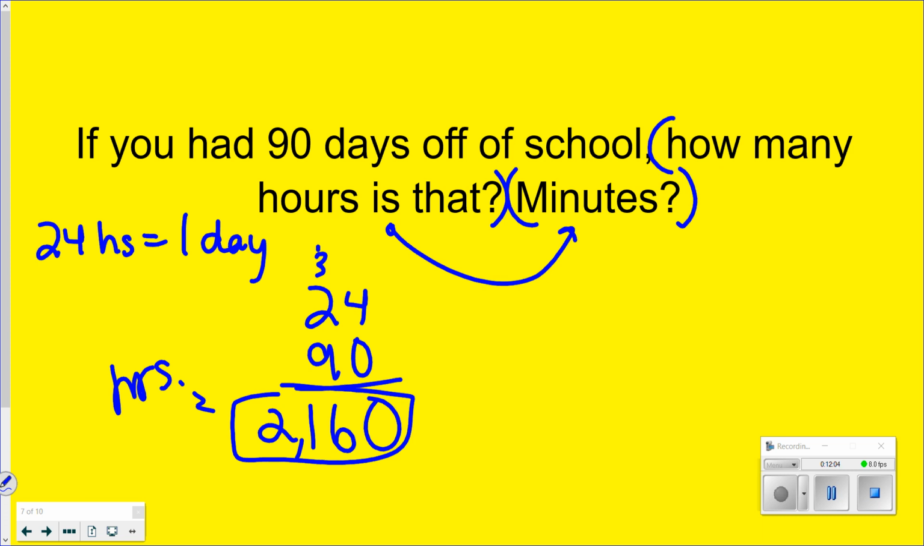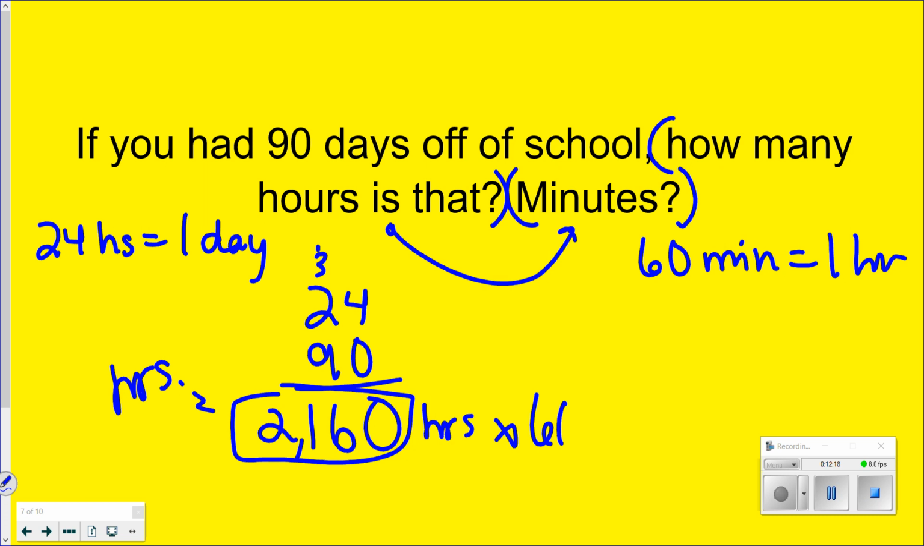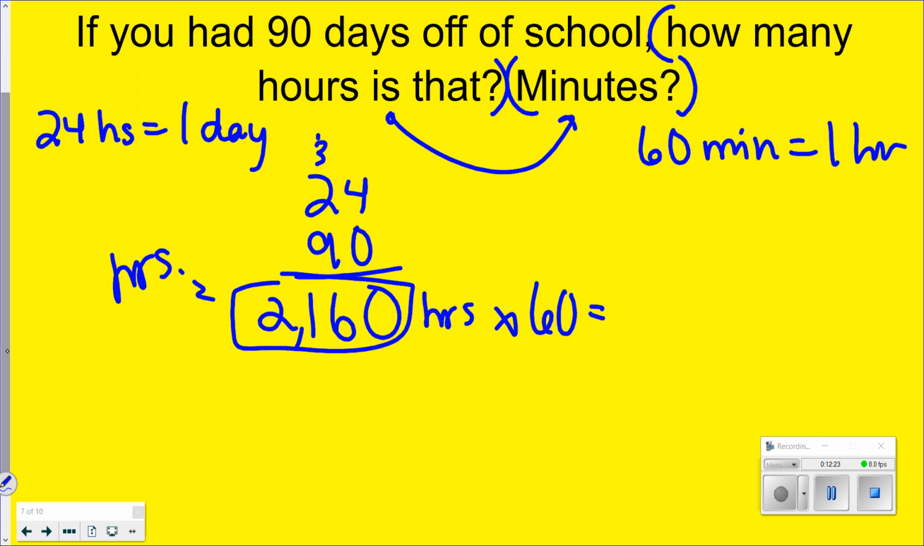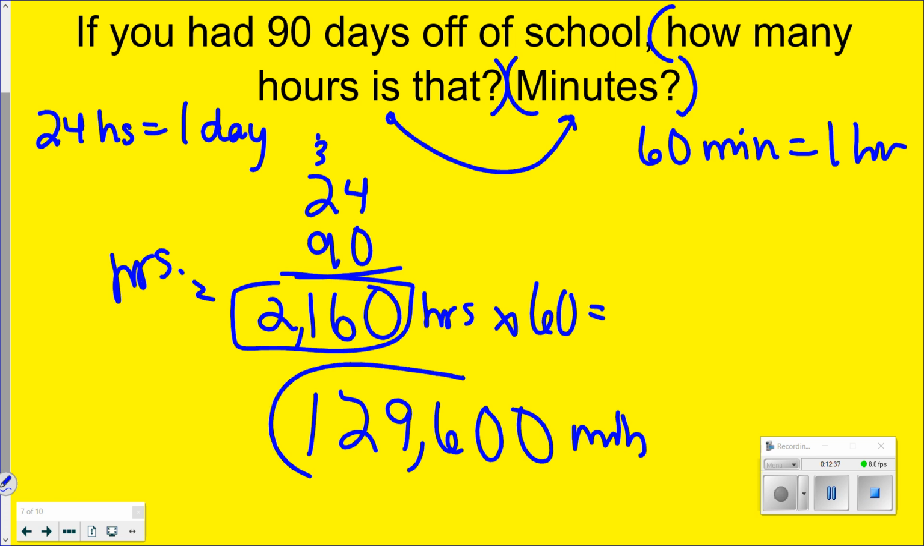To change that to minutes now, let's change this to minutes. So this is hours. Okay, we know that there's 60 minutes in 1 hour. So I know if 1 hour is 60 minutes, I'm going to take this times 60, and that's going to tell me how many minutes I had off. I'm going to take that times 60, and I have this. 1, 2, 9, 6, 0, 0. This is how many minutes in those 90 days.